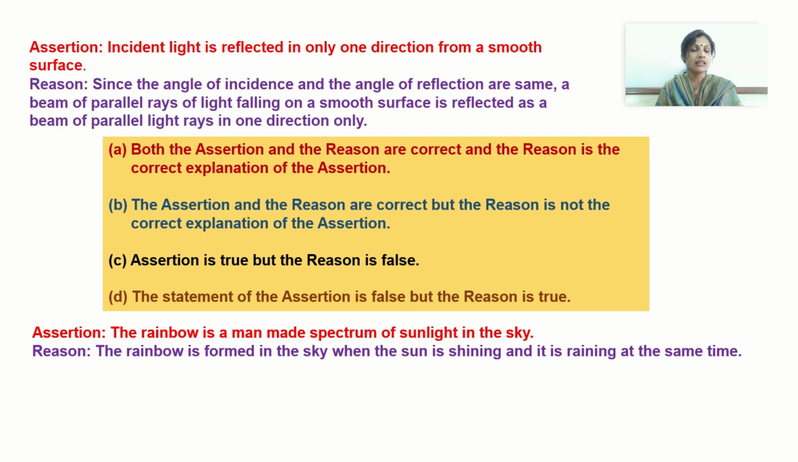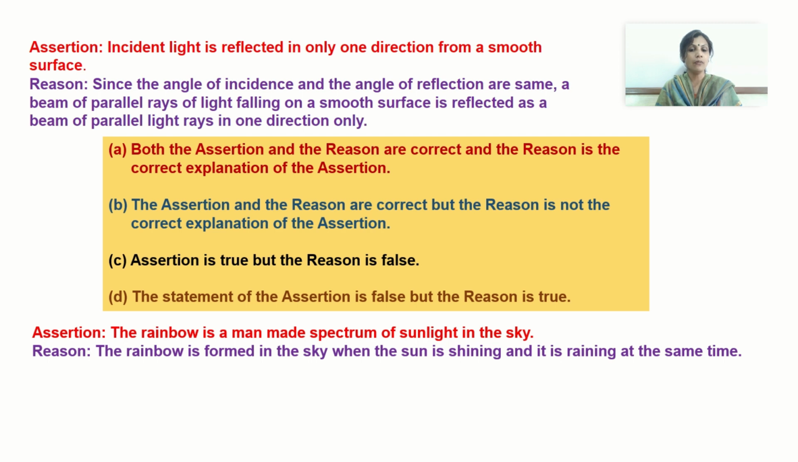The statement itself is wrong. Is rainbow a man-made stuff? No, it is a natural phenomenon, isn't it? So your assertion is wrong. The rainbow is formed in the sky when the sun is shining and it is raining at the same time. Yes, the reason is absolutely correct. So what is your option here? That the assertion is false, but the reason is the correct explanation of the assertion.